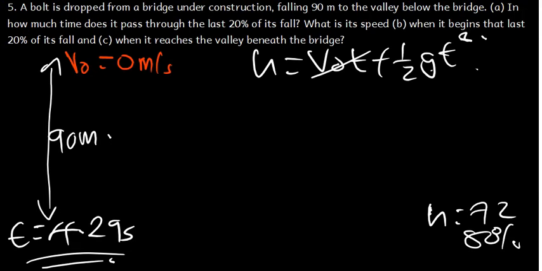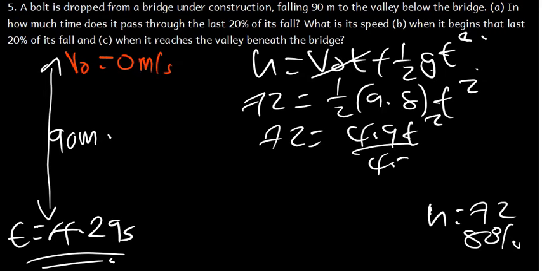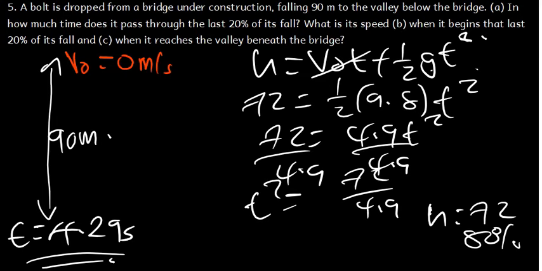So this one, 72, is going to be equal to half. The time is the one we are trying to find. So we have 9.8, then we have t squared. So I know that this is going to give me 72 is equal to 4.9 t squared. Divide both sides by 4.9. So t squared will be equal to 72 divided by 4.9. So I'll get the square root of 72 divided by 4.9.